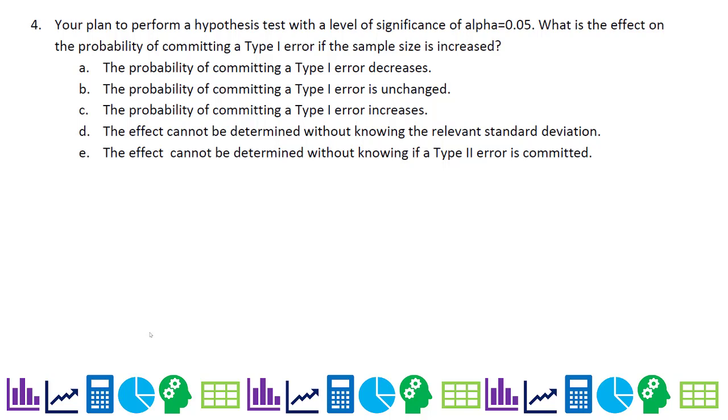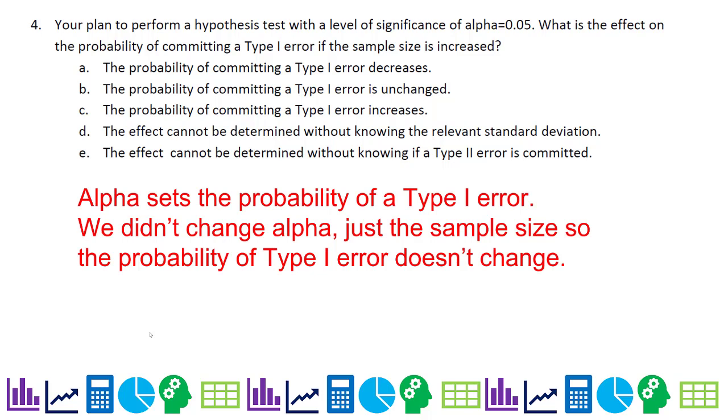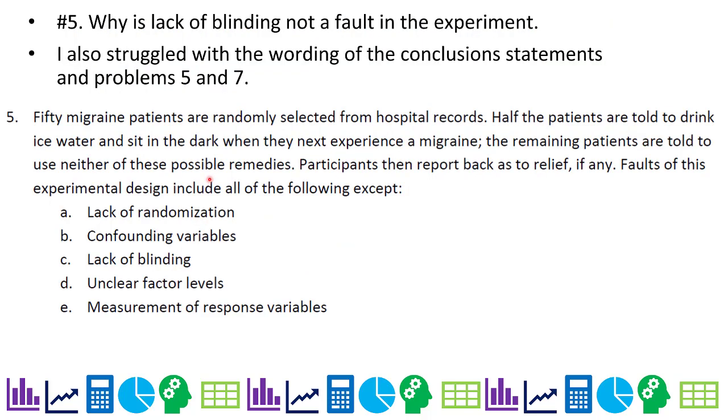Number 4. Your plan to perform a hypothesis test with a level of significance of alpha equals 0.05. What is the effect on the probability of committing a type 1 error if the sample size is increased? So alpha sets the probability of a type 1 error. We didn't change alpha, just the sample size, so the probability of type 1 error doesn't change. The answer is B.